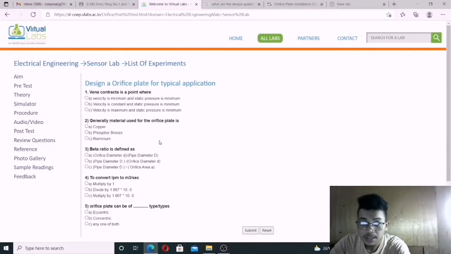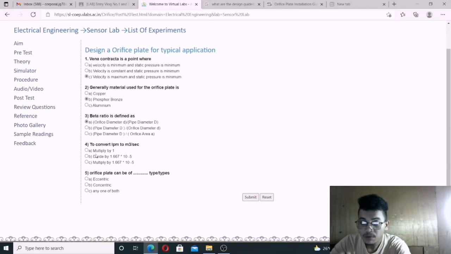Now move to the post test. So we have here the 5 questions. The first question is, vena contracta is a point where velocity is maximum and static pressure is minimum. Second is, generally the material used for the orifice plate is stainless steel, but since there is no stainless steel here, the second one is the phosphor bronze. So beta ratio is defined as the ratio of the orifice diameter to the pipe diameter. So letter A is the correct answer.